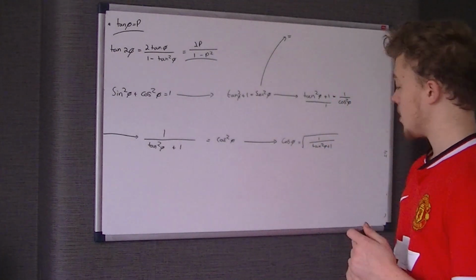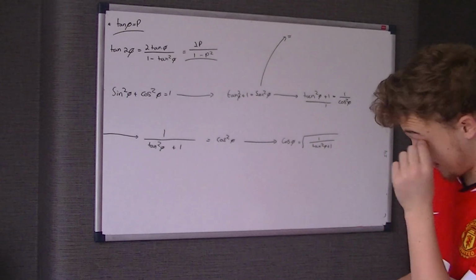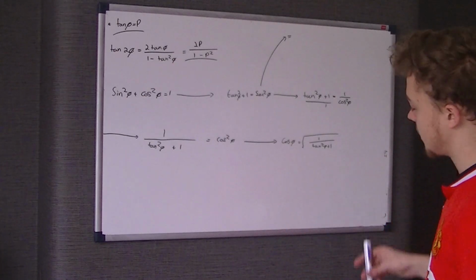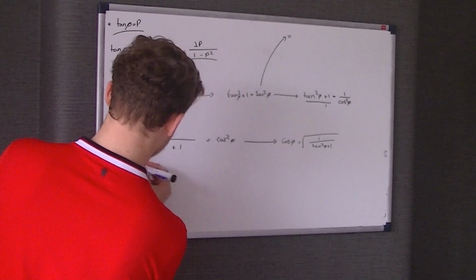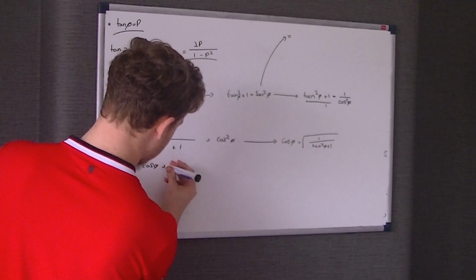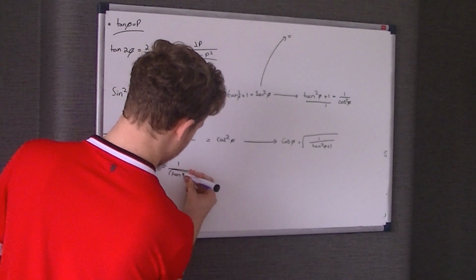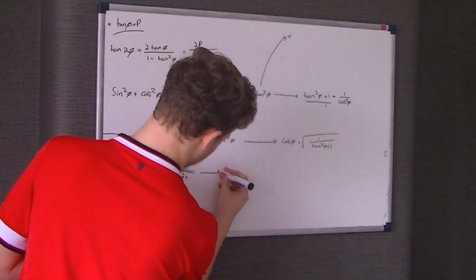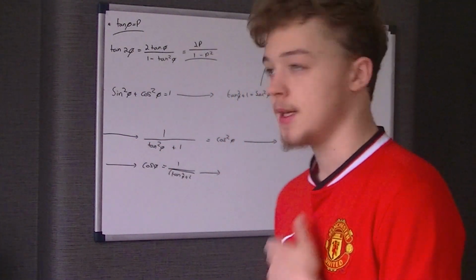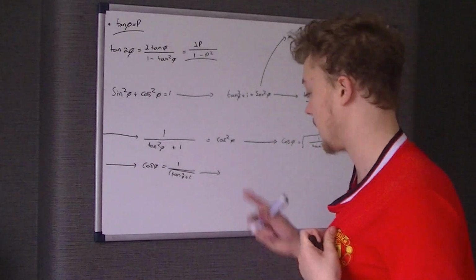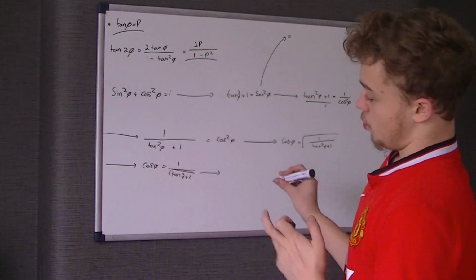Right, well, let's simplify this. Obviously, the square root of 1 is just 1. So we could rewrite this, to neaten it a bit, as cos theta equals 1 over the square root of tan squared theta plus 1. Now, we can't just write the square root of tan squared theta plus the square root of 1, because it doesn't work like that. Right, so now we can sub in what we know.